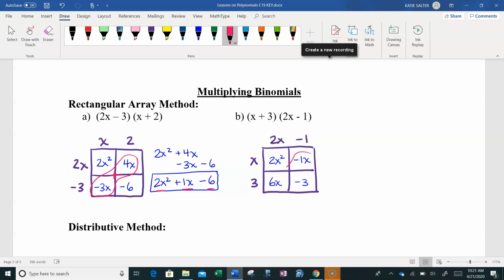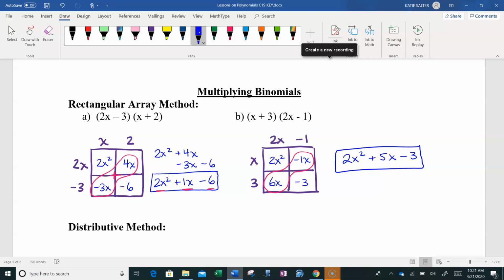And if we look right here, these 2 terms are like terms. So when we put that together, that is going to give us 2x squared. 6x take away 1x is positive 5x minus 3. And there's our final answer.